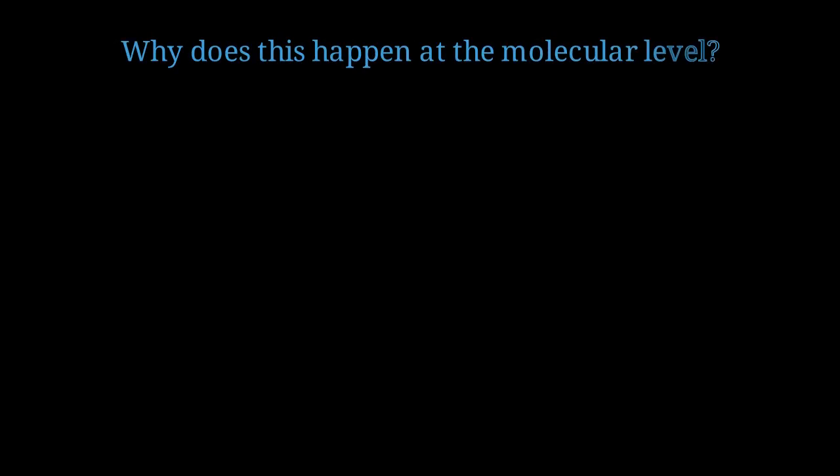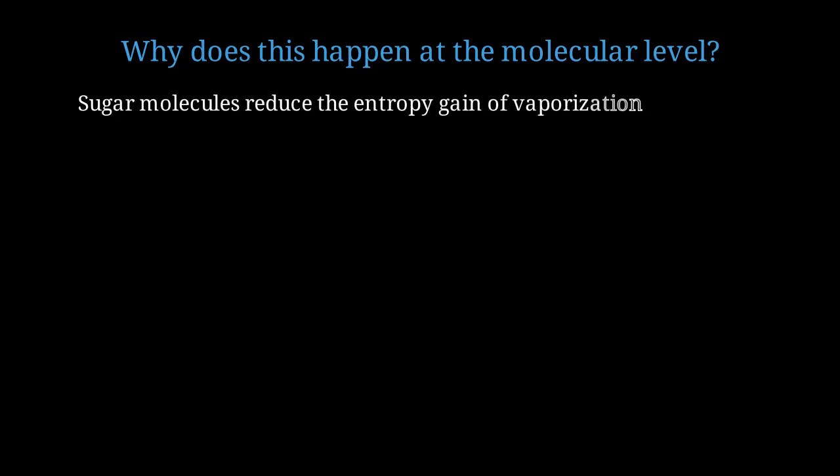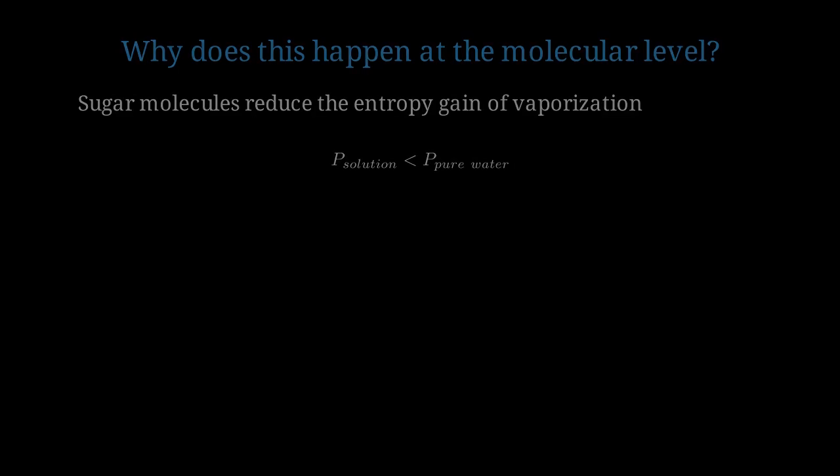But why does sugar increase the boiling point? This is a question of entropy and vapor pressure. Sugar molecules in solution create order. When water molecules vaporize, they must overcome not just the hydrogen bonds with other water molecules, but also their interactions with sugar molecules. This reduces the entropy gain of vaporization. This means the vapor pressure of the solution is lower than pure water at the same temperature. We need higher temperatures to reach atmospheric pressure and achieve boiling.